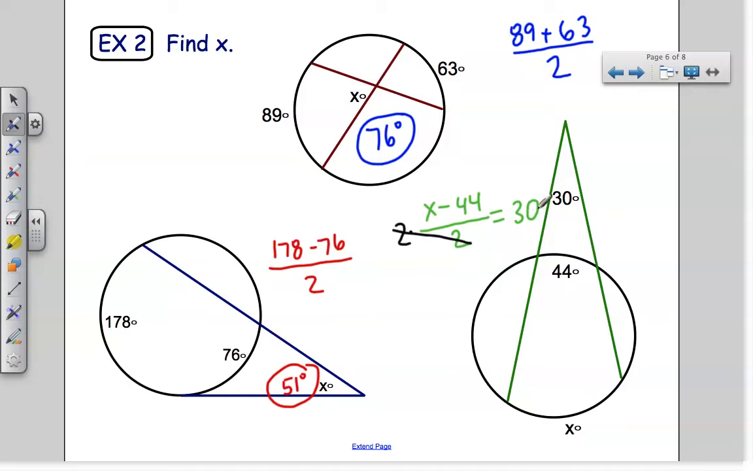Undo divided by 2 by multiplying by 2. I get x minus 44 equals, well, 30 times 2 is 60. And that means that if I add 44 on both sides, I'm getting x. So x is 104 degrees. And that does look reasonable for that arc. Okay, so this one took a little bit of algebra to actually solve for that unknown. Set up the equation and go from there.